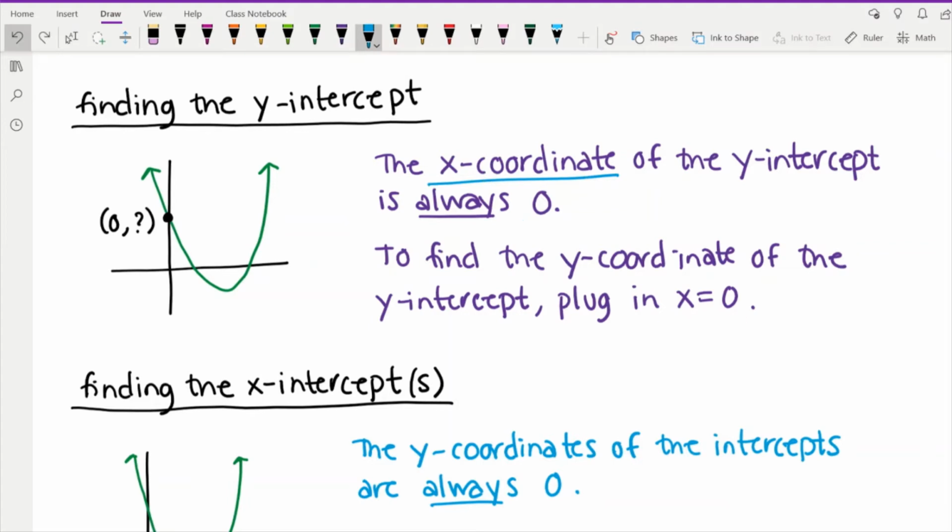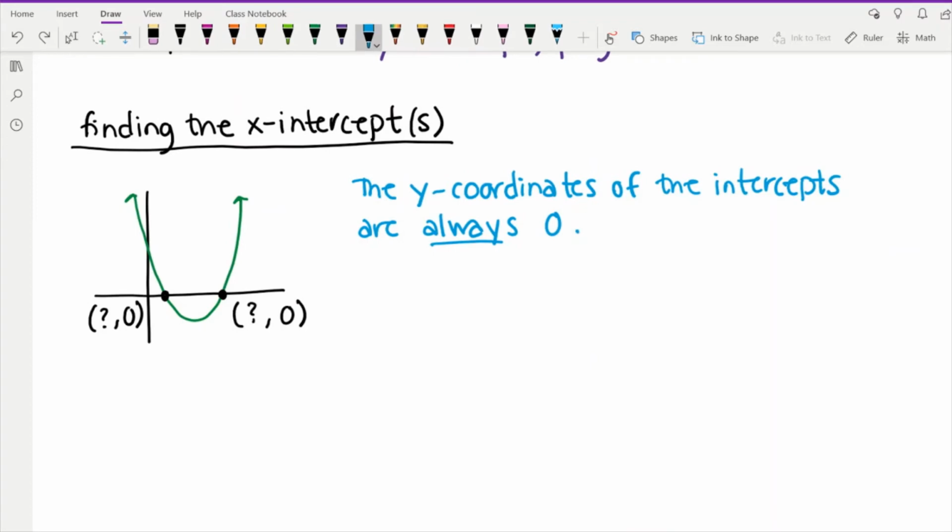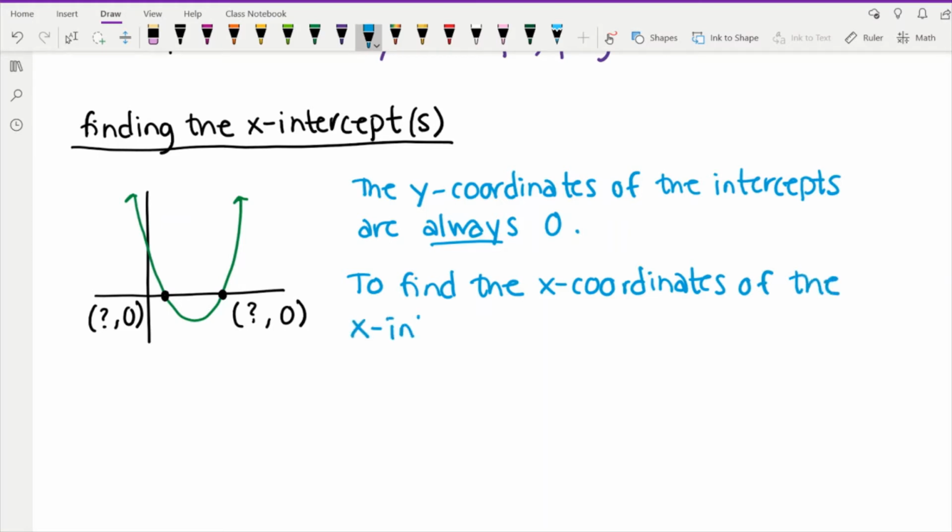On the other hand, here we know that y is 0. And remember, the y-coordinate is your output. So what we're going to do is set the whole function equal to 0 and solve for x. So to find the x-coordinates of the x-intercepts, we're going to set the whole function equal to 0, because that's like setting y equal to 0. And then we have to solve for x.